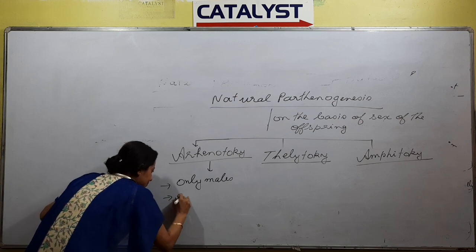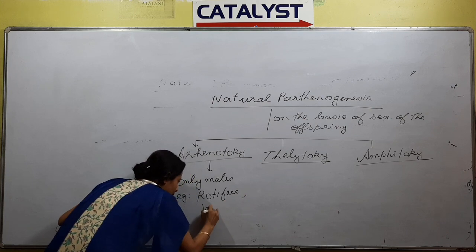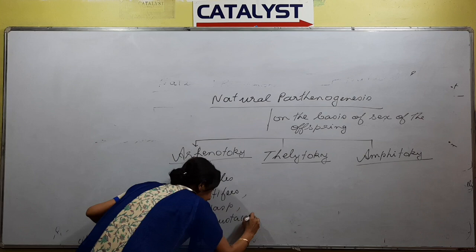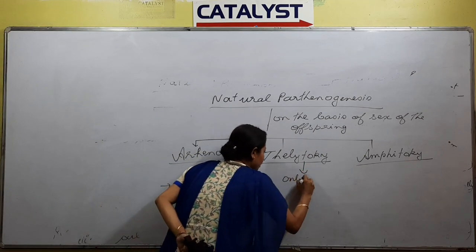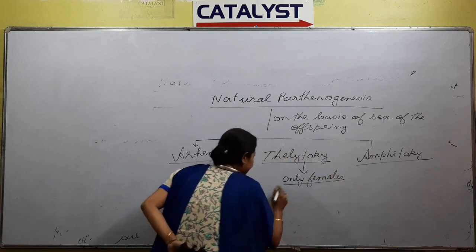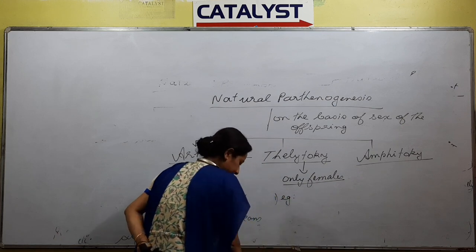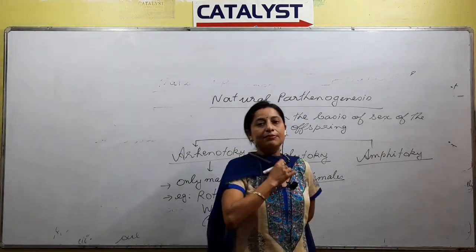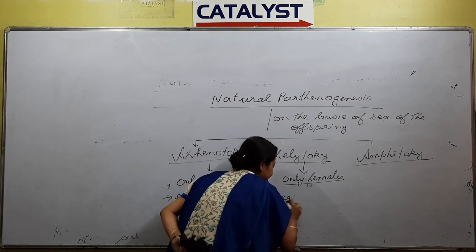Example could be rotifers, wasp, crustaceans, etc. Teletoky, only females. Example, only females. Honeybee will not be one, because honeybee parthenogenetically produces males. Right, so only females.